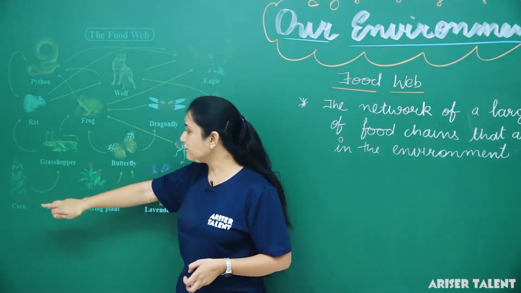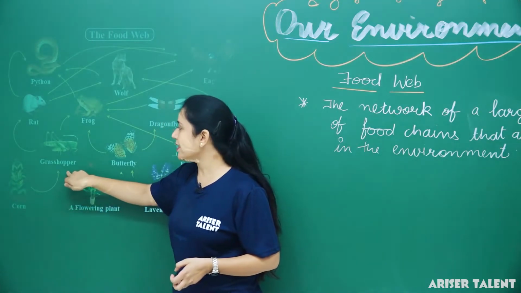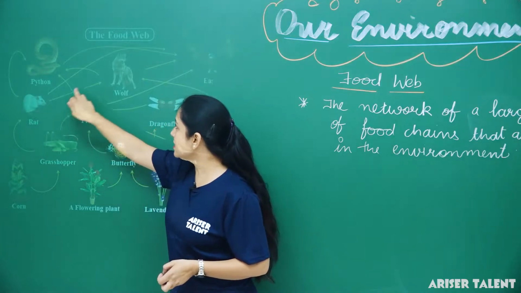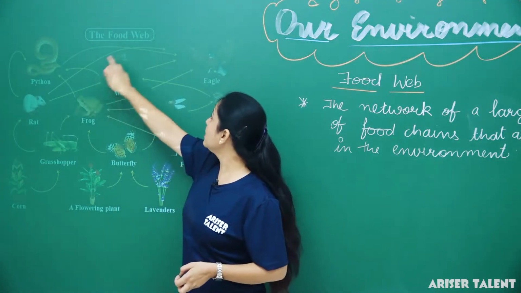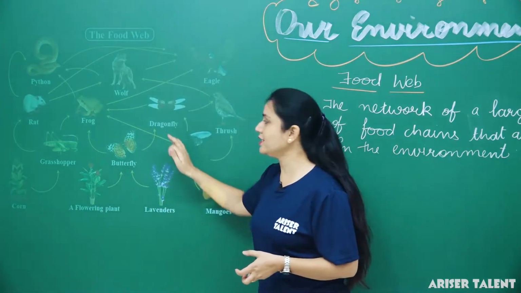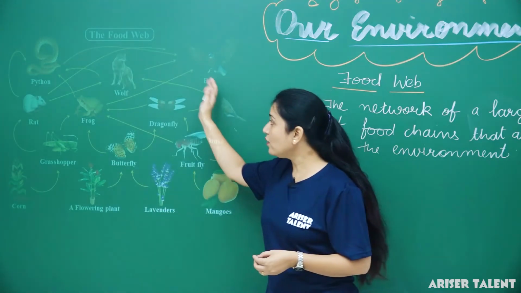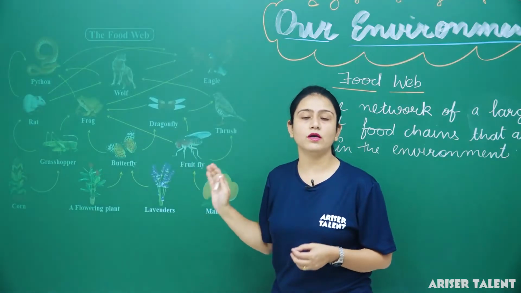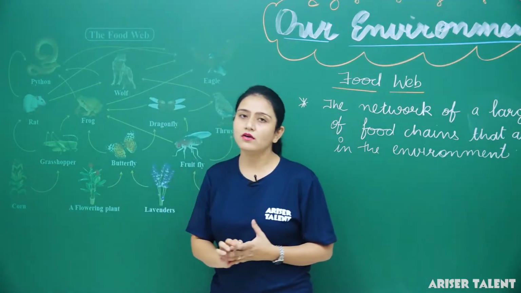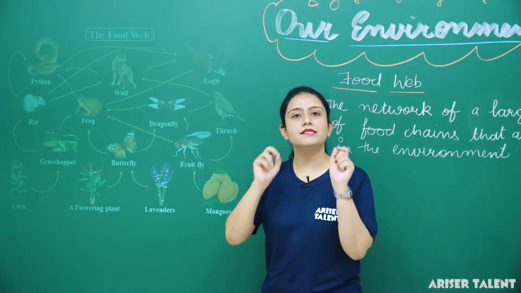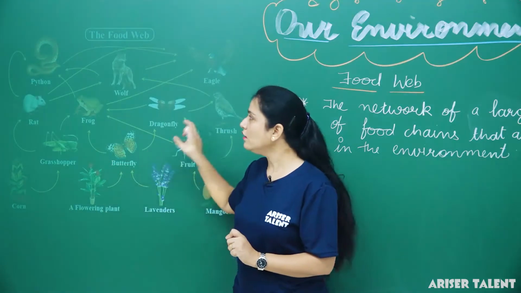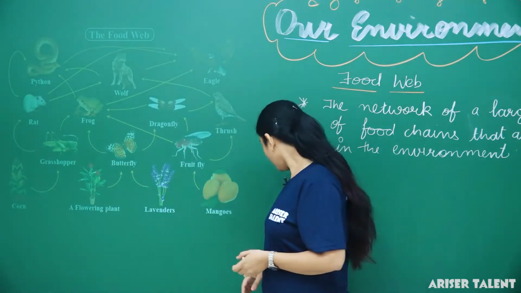Okay, then another food chain is that the corn is eaten by grasshopper, then this grasshopper is eaten by rat and this rat is eaten either by the wolf or by that eagle. Okay, so here so many food chains are given and they all are forming a network of food chains. So this is all known as the food web. Clear? Means the network of different food chains is known as the food web. Clear?